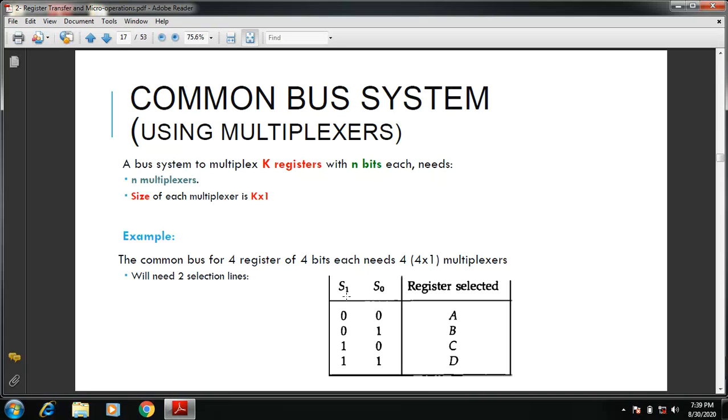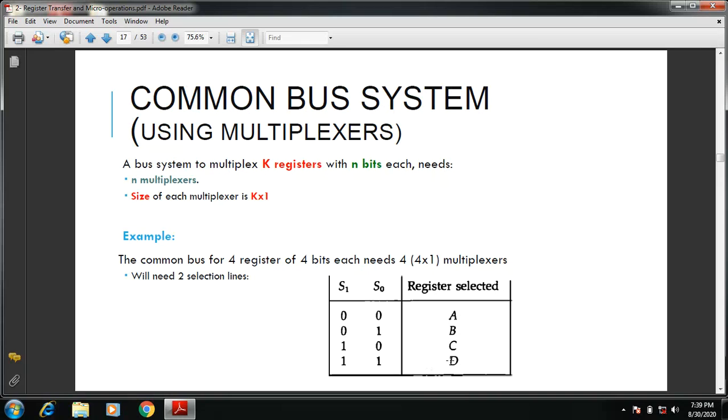That is multiple inputs and one output, known as a multiplexer. But you will need two selection lines, S0 and S1. Suppose the selection lines are 0 0, it will select register A. If only S0 is 1, register B will be selected. Likewise, if S1 is active and S0 is low, it will select register C. If both selection lines are 1, register D is selected. So this is the logic of selecting outputs.